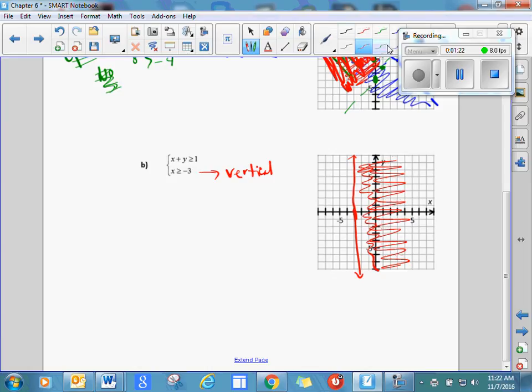The second one, we'll do him in green, x plus y greater than or equal to 1. We need to get it in the y equals mx plus b form. So y greater than or equal to minus x plus 1. So if we graph it, our slope is -1, and our y-intercept is +1. So here's +1 right here. And the slope is negative, so we're going to fall from left to right, and it's going to be 1/1.